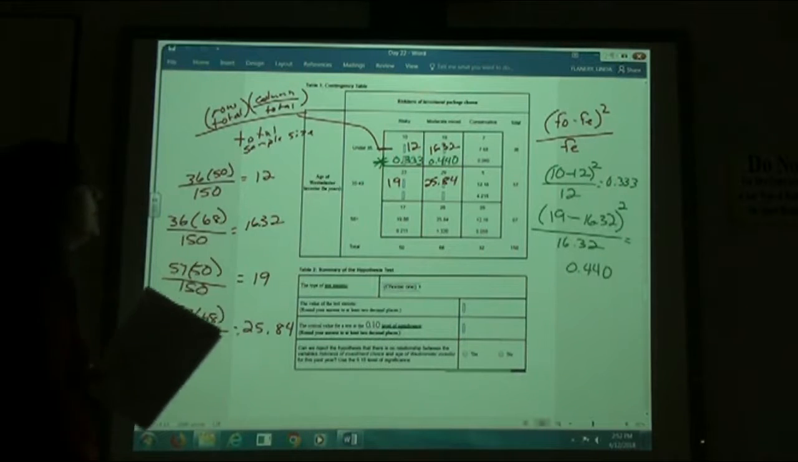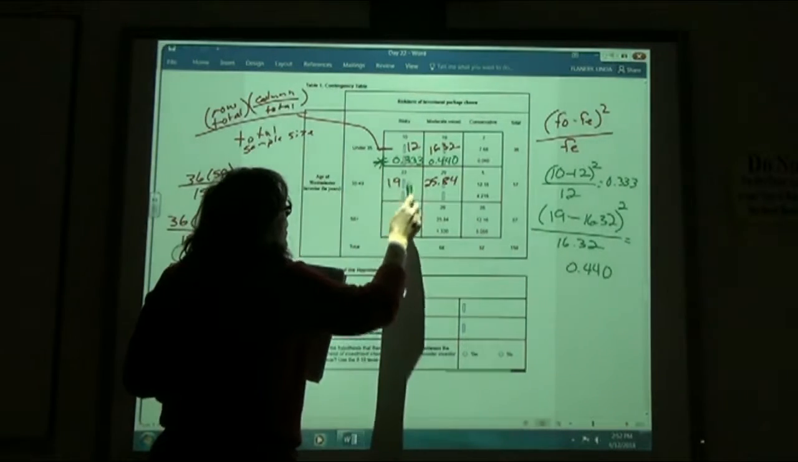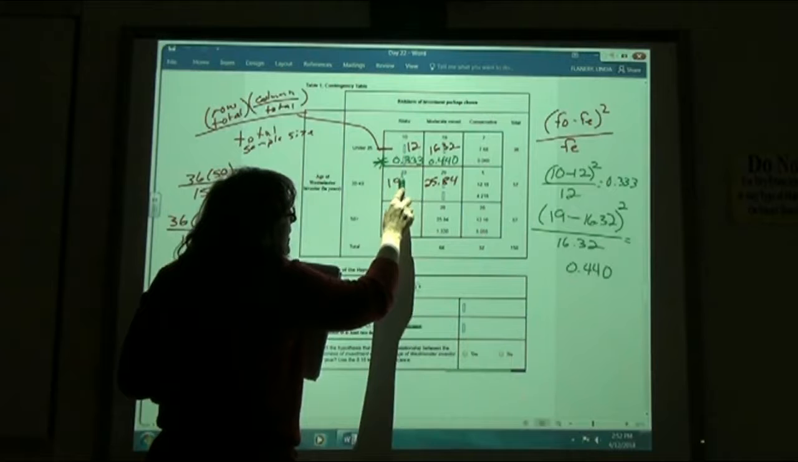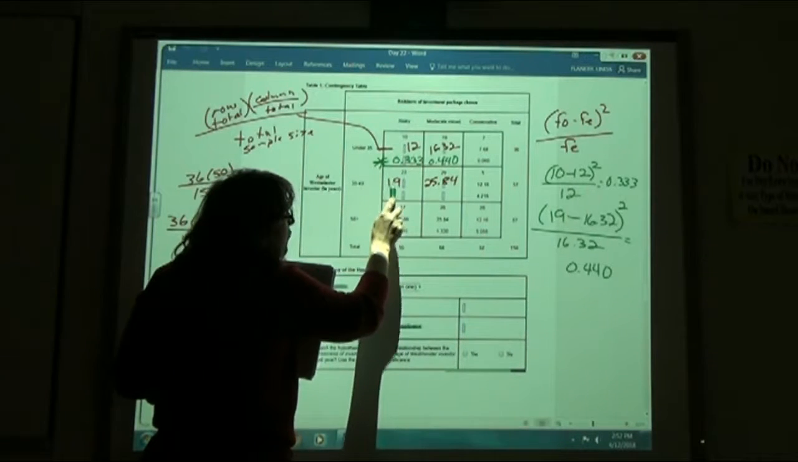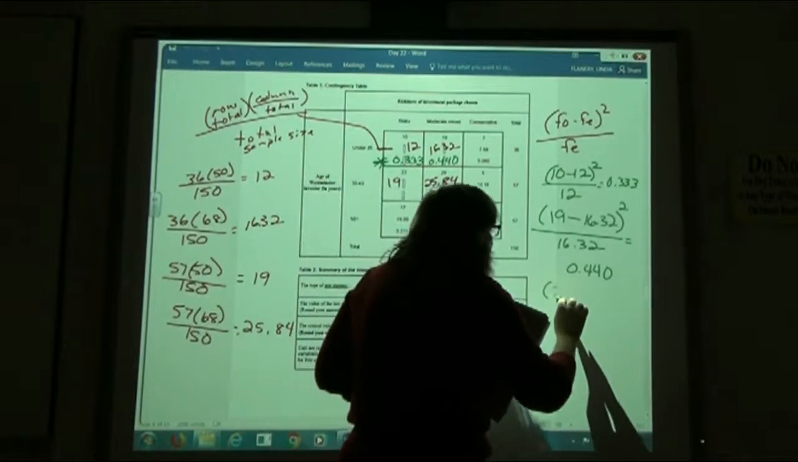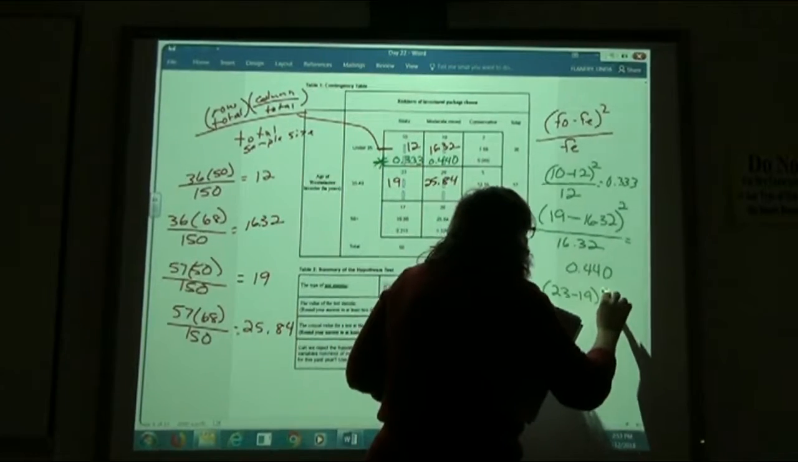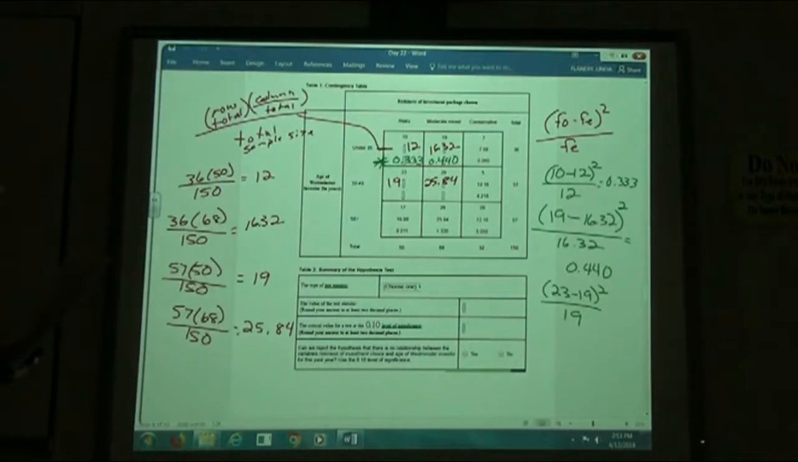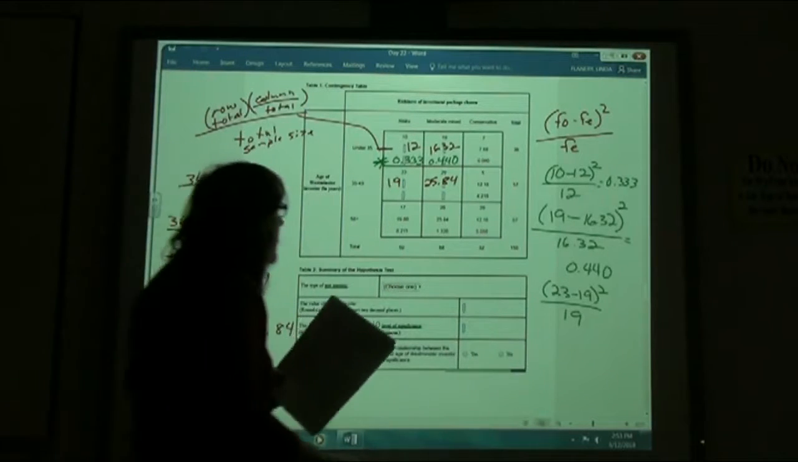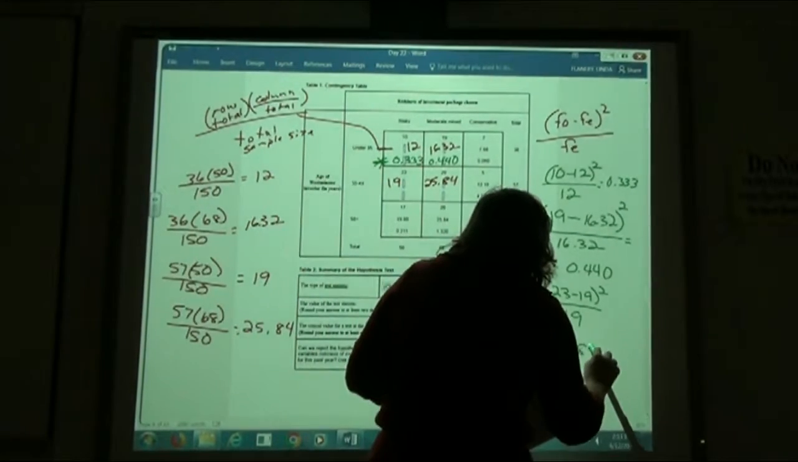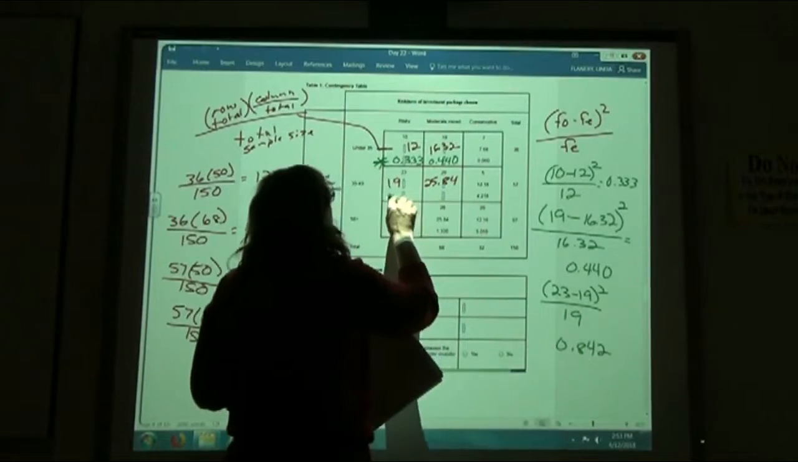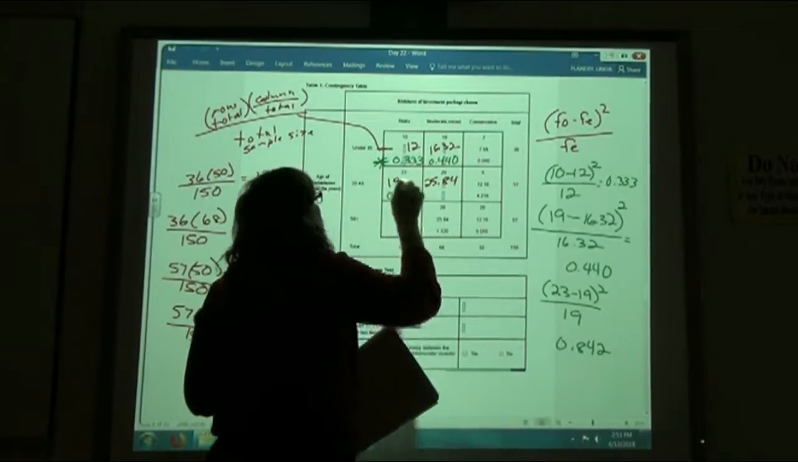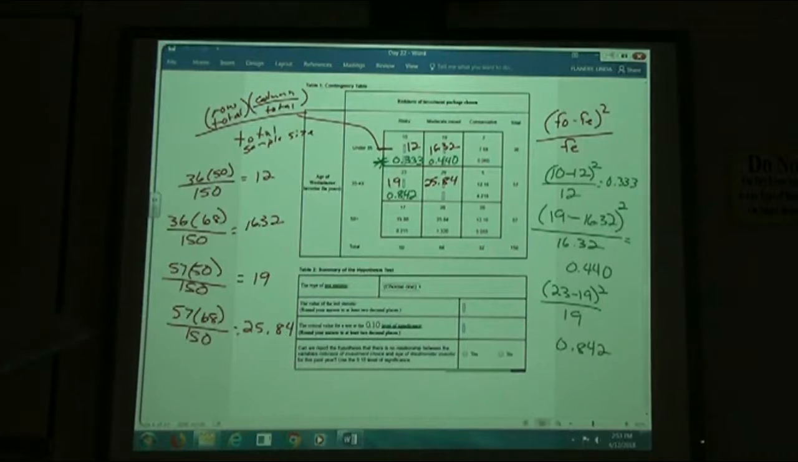The next box. Here I'm doing this one. My observed frequency is 23. My expected frequency is 19. So 23 minus 19 squared divided by 19. 23 minus 19, and then square that, divide that by 19, and you get 0.842. 0.842 goes in that box.